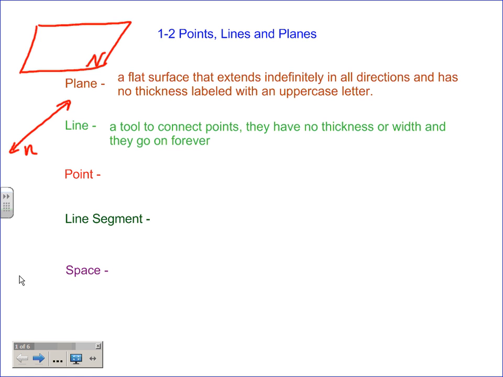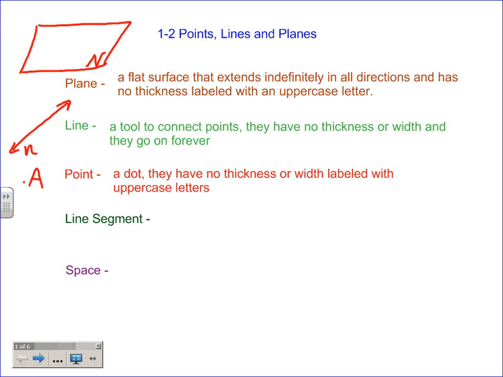And a point. Simply a dot. I think we all know that. But again, there's no thickness there. There's no width. And it's labeled with normally an uppercase letter. Okay. So for example, I could put a dot right there, and maybe that's point A. Just kind of like we did yesterday, right? We put dots on there, we put an uppercase letter on it, right? We never put a lowercase, did we? Yesterday, it was always uppercase.